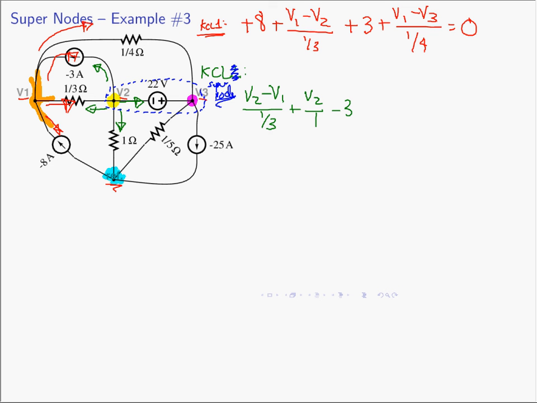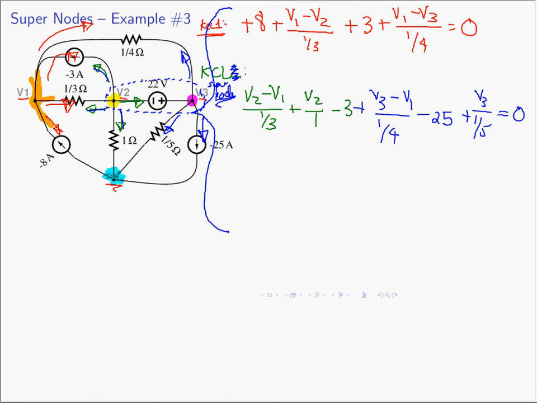Picking up where I left off, I've already got this current and this current, so now I need this current, and that's going to be V3 minus V1, going through a 1/4 ohm resistor. The current going off in this direction agrees in sign, so it's simply going to be minus 25. And then the current heading off this way is going to be V3 passing through a 1/5 ohm resistor, and that's all of the currents leaving the supernode. KCL says that equals 0. So here we have 2 equations in 3 unknowns, so we need one more equation.